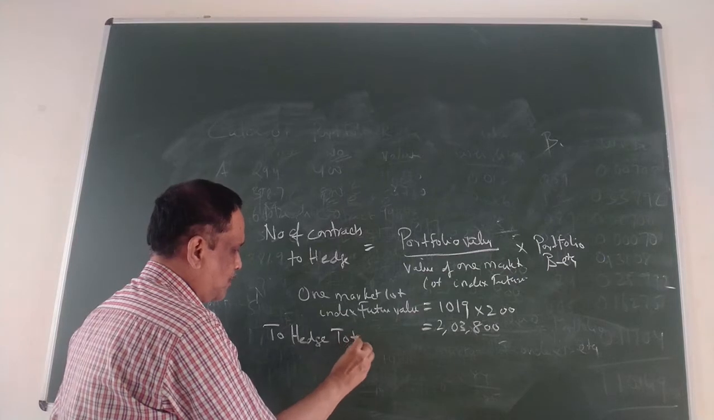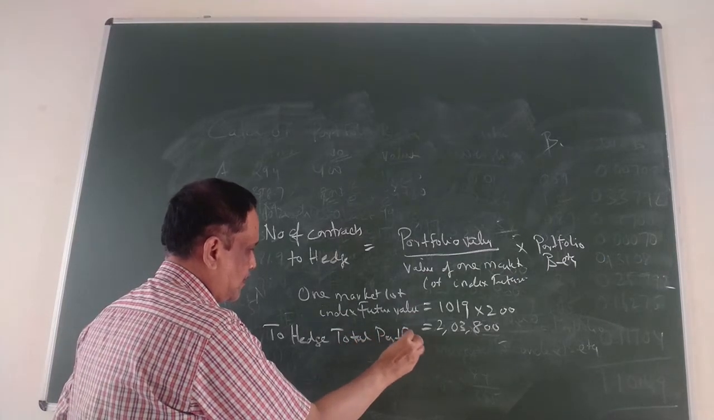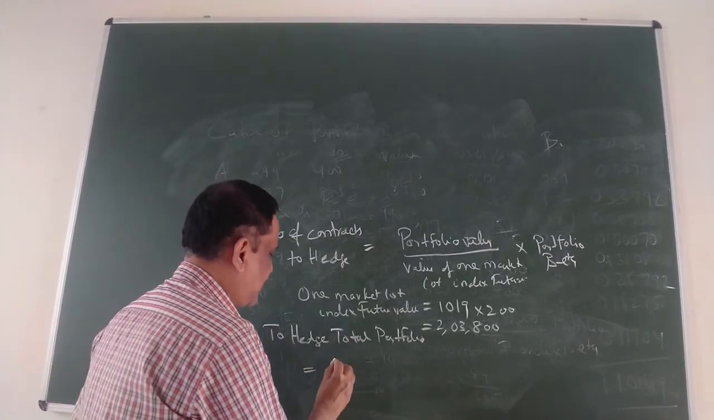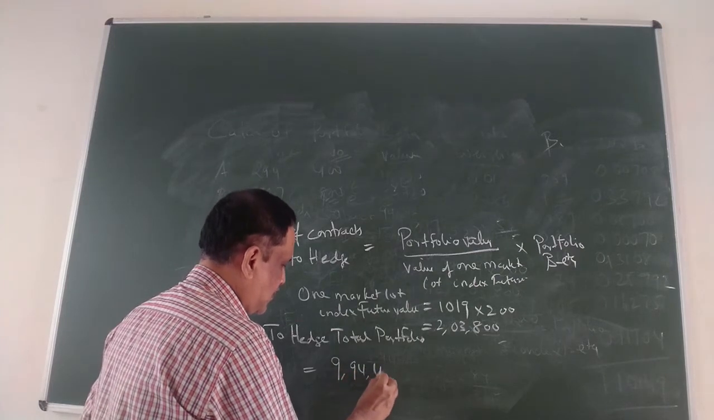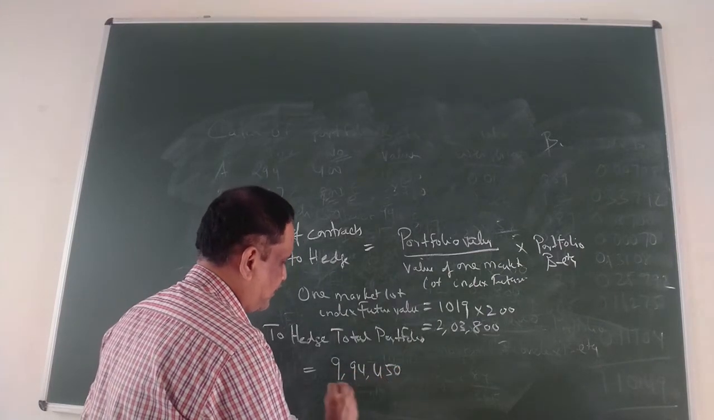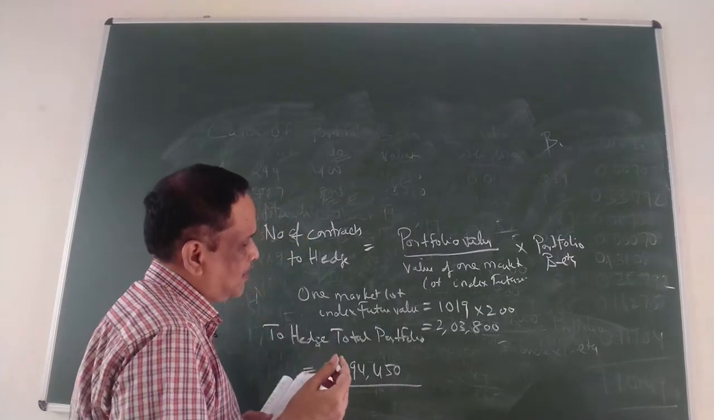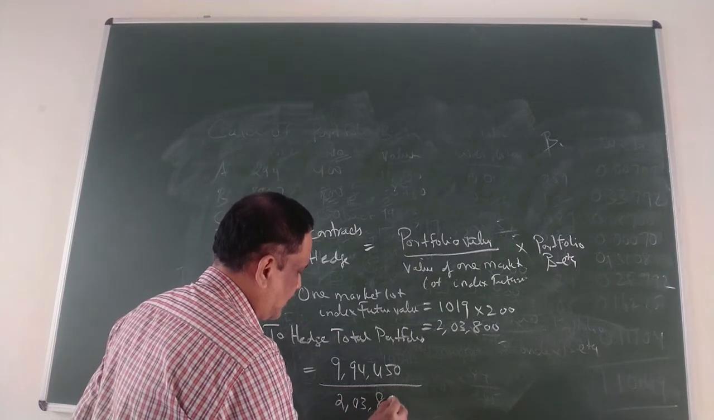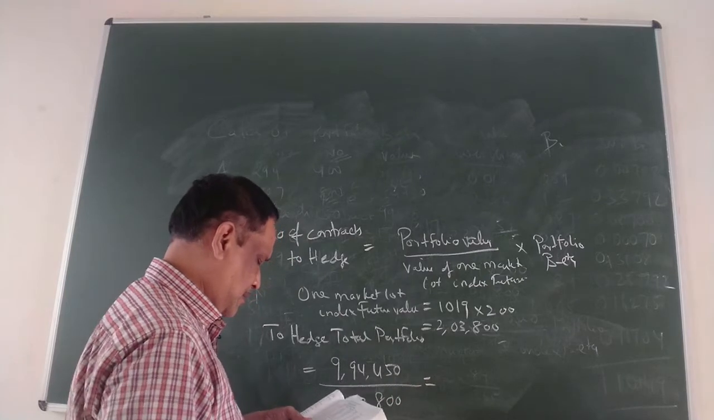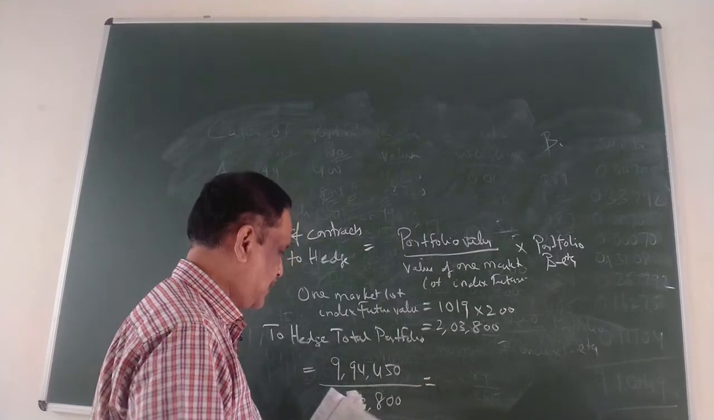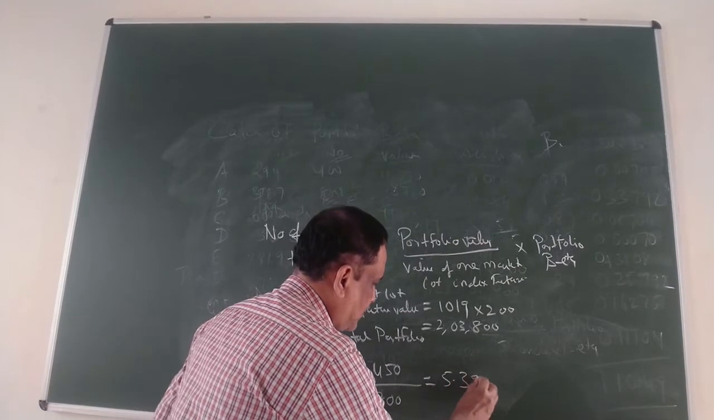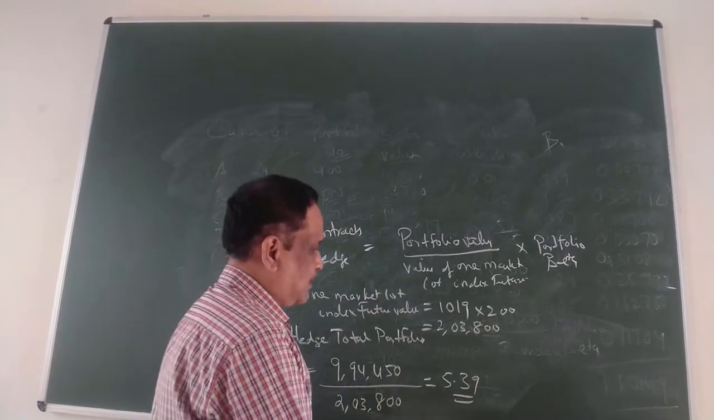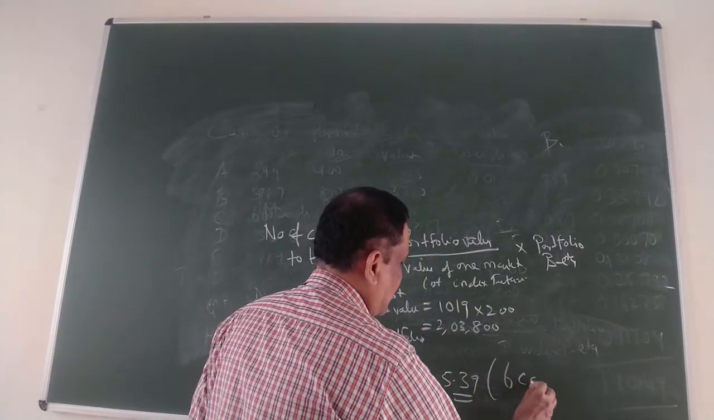To hedge the total portfolio, the formula would be portfolio value, which we have already calculated as 9,94,450, divided by one market lot value, which is 2,03,800. This would be 5.39. So always try to round it off on the higher side, for the safer side. So it would be 6 contracts.